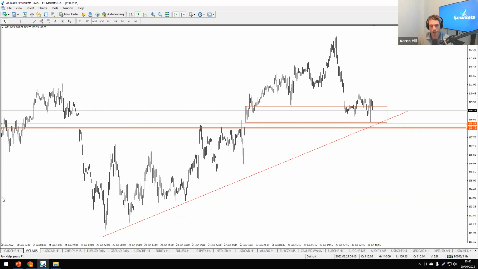Again, guys, this is all my view. You shouldn't take this as investment advice. This is just my view. So we could potentially see WTI fake below this demand here.